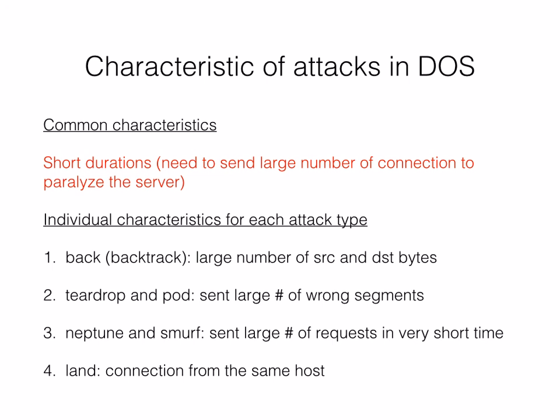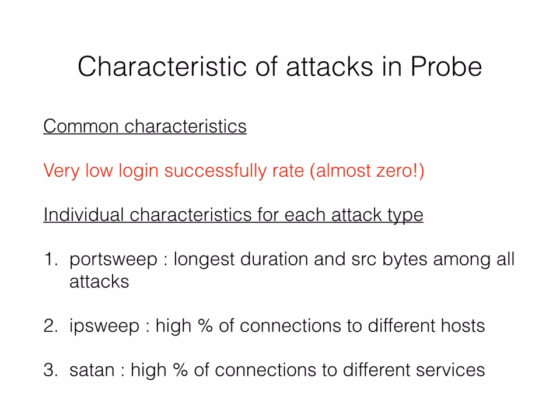For example, backtrack sends a large number of bytes, and Neptune sends a large number of requests in a very short time. So it is very interesting. We can learn what kind of features each attack type has. Probe, for instance, is like a scanning port.